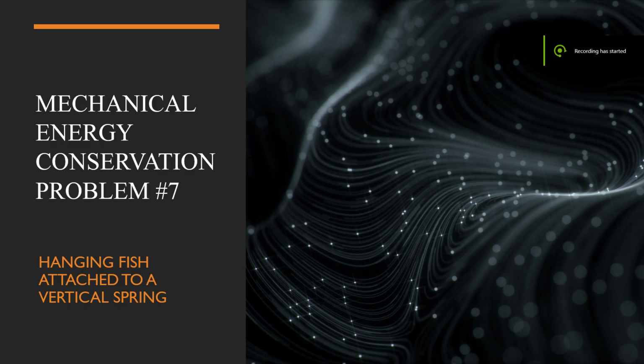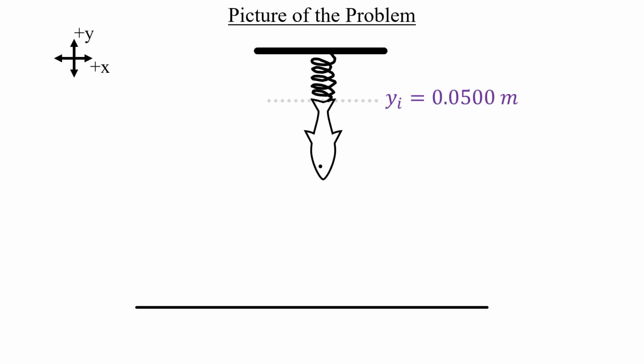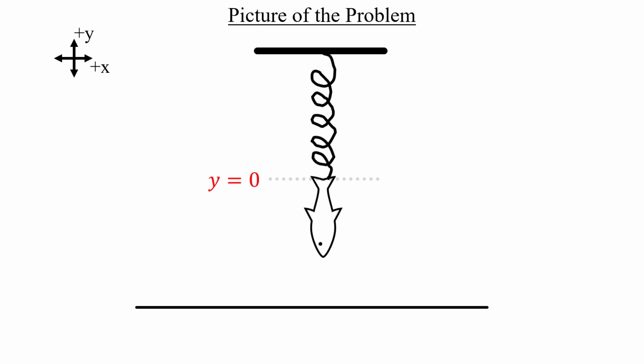Hey again, folks. Here's the next problem for the playlist. It's kind of a weird one. We have this fish that's attached to a spring for some reason. And in part A, we're going to let it drop 0.05 meters and then check what the speed is. Once we're done with that, we need to figure out what the maximum speed could be for the remaining part.